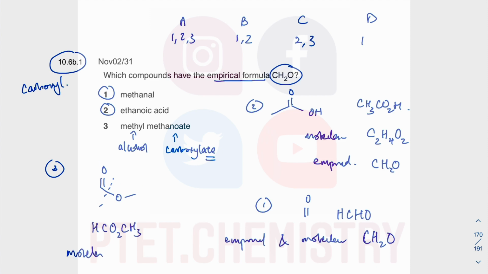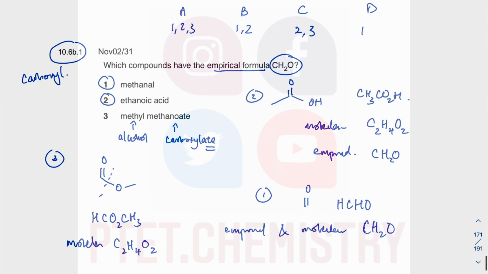In terms of the molecular formula, it's C2H4O2. I don't need to work it out because if you can see it, it's the same. If the C2H4O2 is the same as the ethanoic acid, then the empirical formula must be CH2O as well. All of them are correct. In fact, you should be able to realize straight away that this is a 2-carbon ester. This is a 2-carbon carboxylic acid.